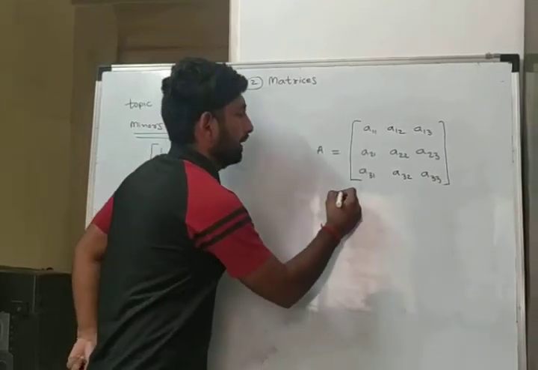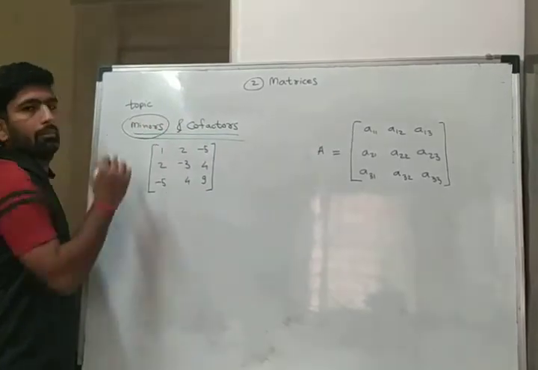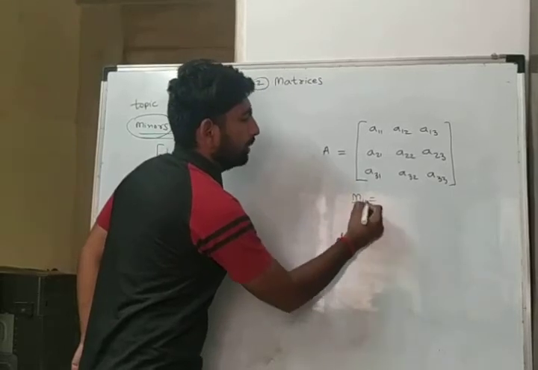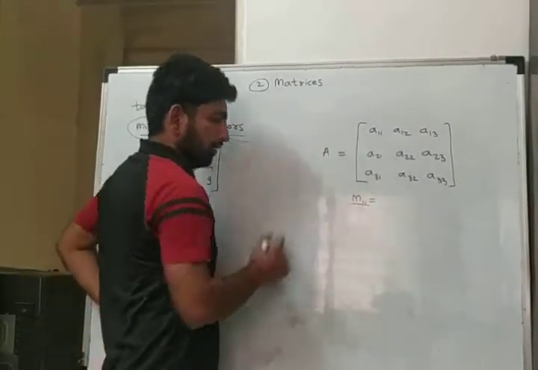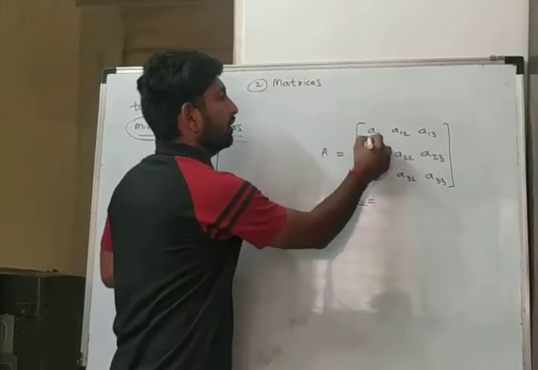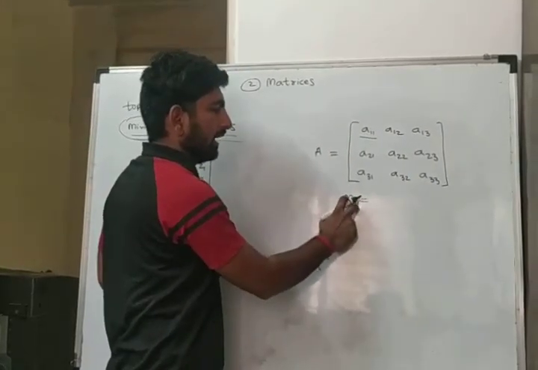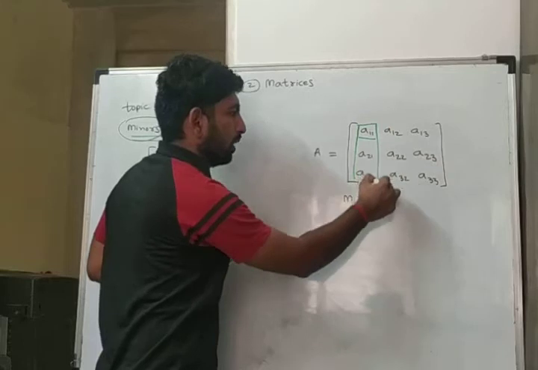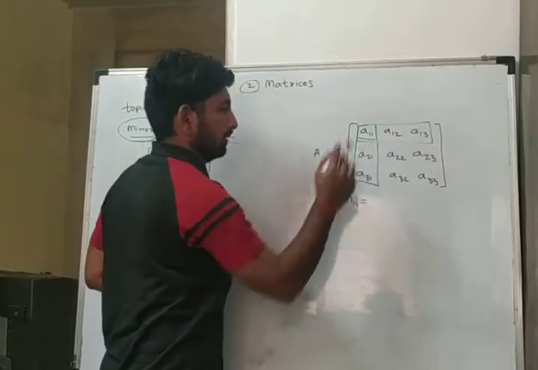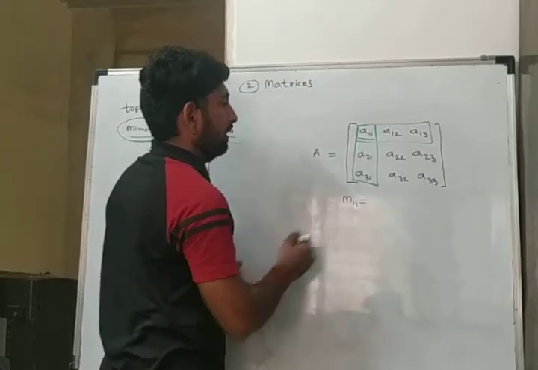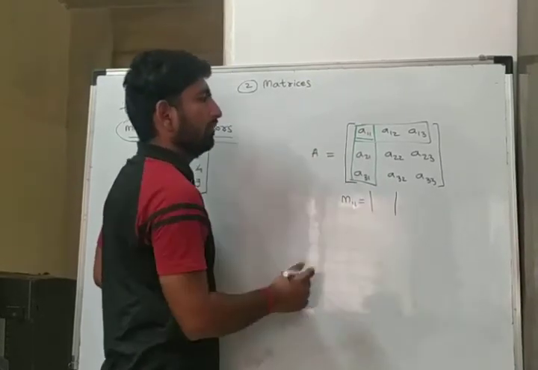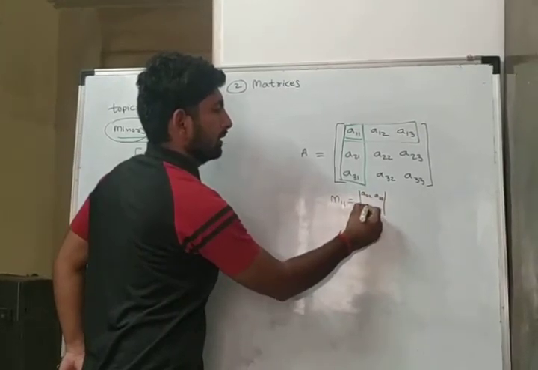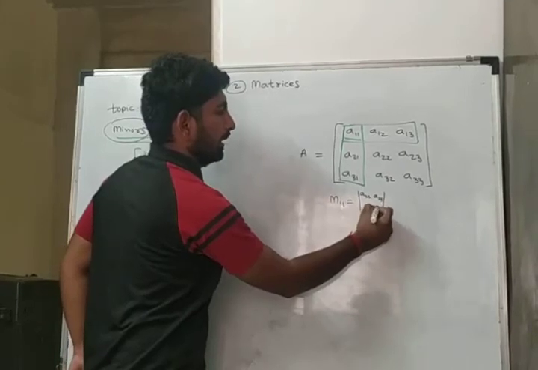Now first we will find the minors. Minor M11 is the symbolic representation for the first position. For the first position A11, the minor is M11. For finding the minor of the first position, we have to hide the first row and first column, and we will take the determinant of the remaining part, that is A22, A23, A32 and A33.